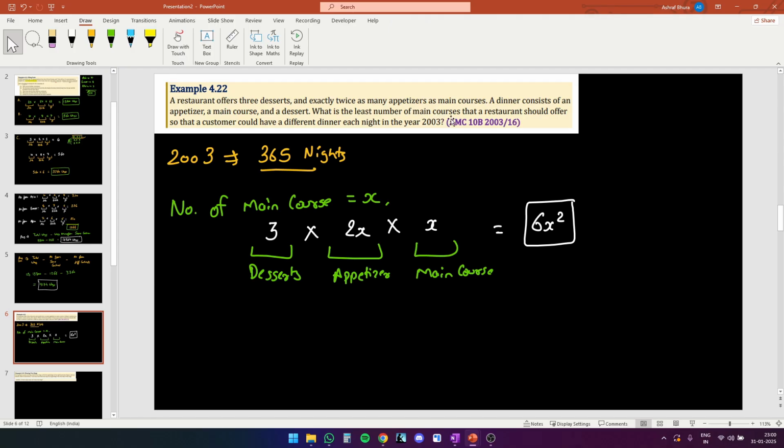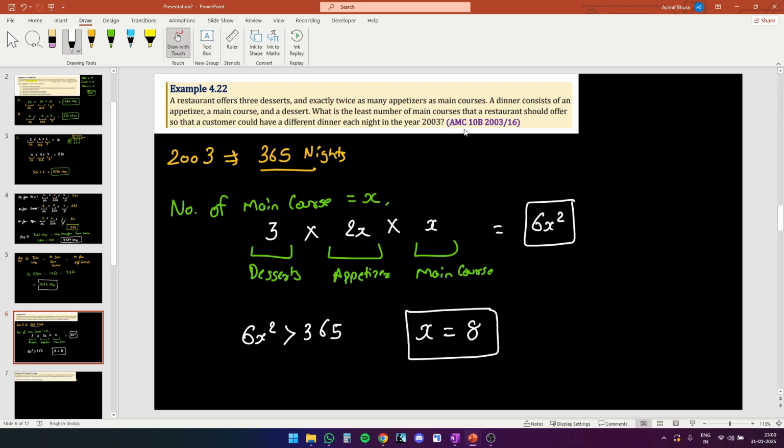Now, what do we need to find? The least number of main courses that a restaurant should offer so that a customer could have a different dinner each night. So can I simply say that the condition we are looking for here is 6x squared should be greater than 365? So the smallest value of x is going to be 8. So we need at least 8 main courses so that for 365 nights we'll have a different dinner on each night. Solving this, it's simply x squared is greater than 365 by 6, and you can solve it further.